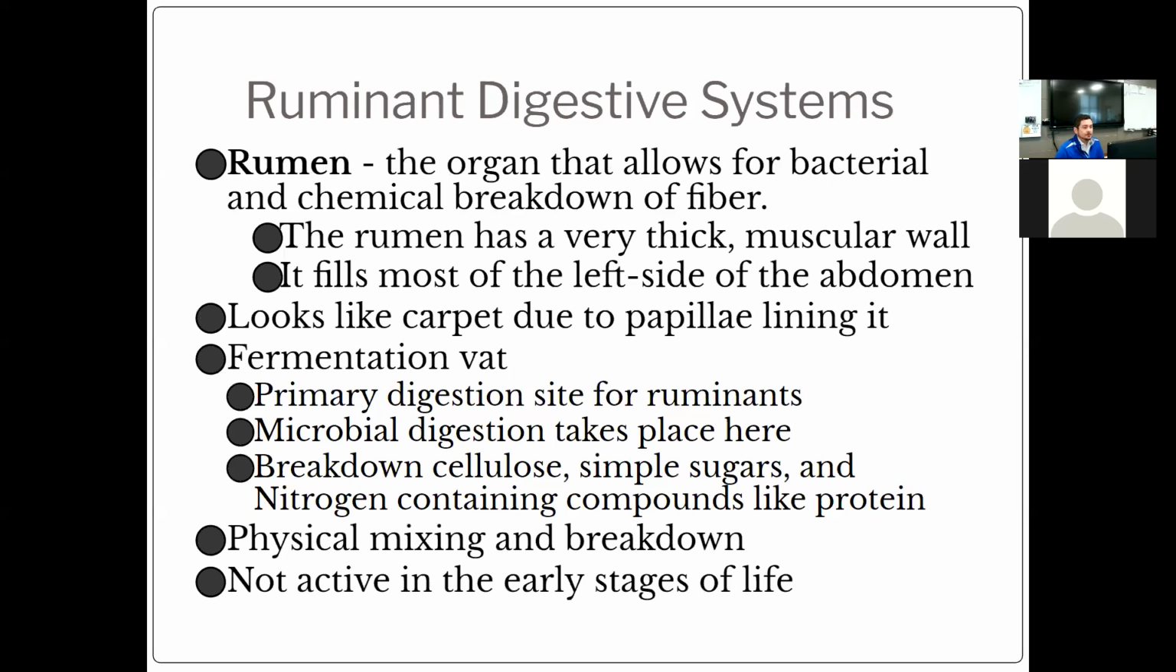Okay, so the rumen. We talked about the reticulum, which is the honeycomb-like structure that catches stuff that's not supposed to be there. It also regurgitates material back up into the mouth so that the animal can chew its cud. Now we're talking about the rumen. The rumen is the organ that allows for bacterial and chemical breakdown of fiber. When we're talking about grasses, monogastrics like us and pigs don't have the ability to break down fiber like ruminants do. We can't get all the nutrients out of those fibrous materials like ruminants can. It's because they have the rumen that allows for bacterial and chemical breakdown of that fiber.